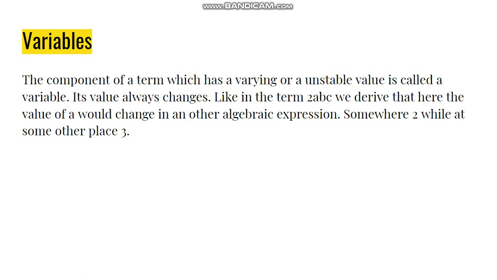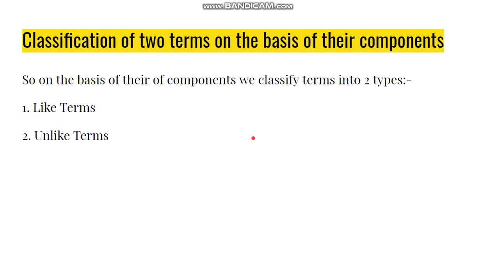Next we go to variables, and hence we know that it would be just the opposite of constants. The component of a term which has a varying or an unstable value is called a variable. Its value always changes. Like in the term 2ABC, the value of A or B or C would change in any other algebraic expression, somewhere 2 while at some other place 3.